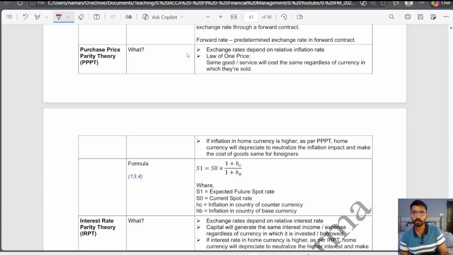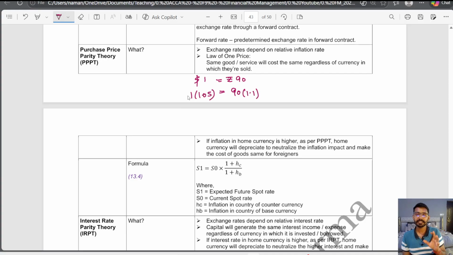So let's say this pen costs $1 in the USA, and in India this pen costs 90 rupees. So your exchange rate today will be $1 equals 90 rupees. Now, what purchase price parity theory says is that, let's say the inflation rate in India is 10%, so 1.1, and the inflation rate in USA is only 5%, 1.05.